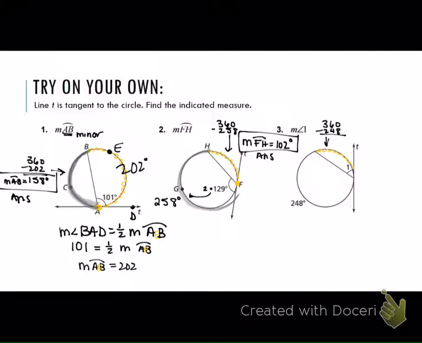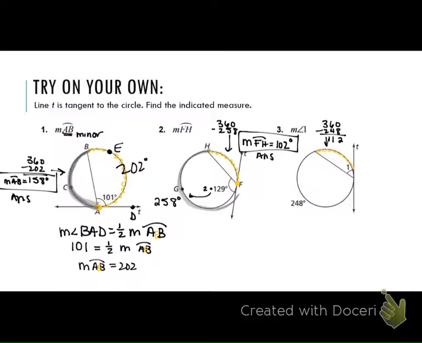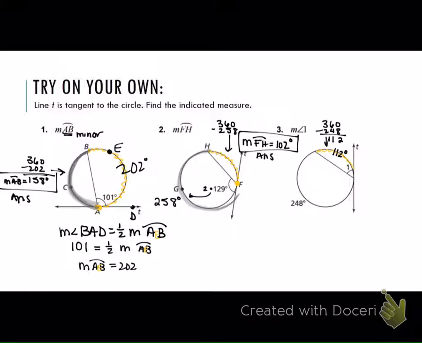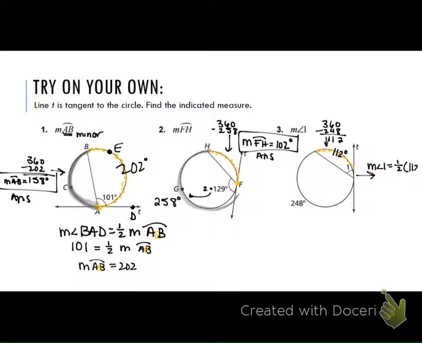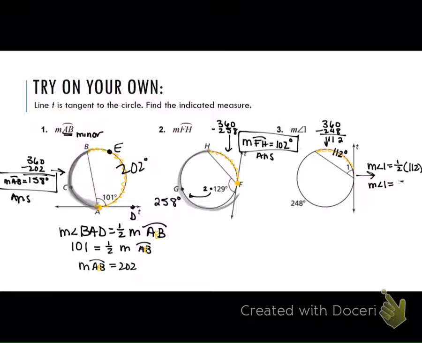And then divide 112 by 2. So this is 112 degrees. Good. And we know that the relationship is angle 1 is half of 112, half of the arc, which is 56.